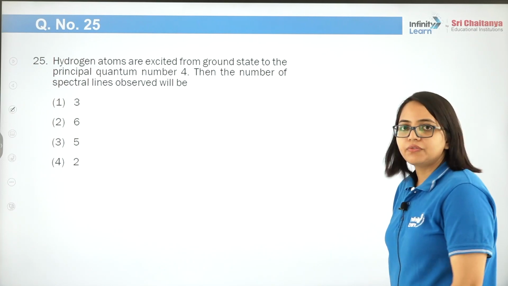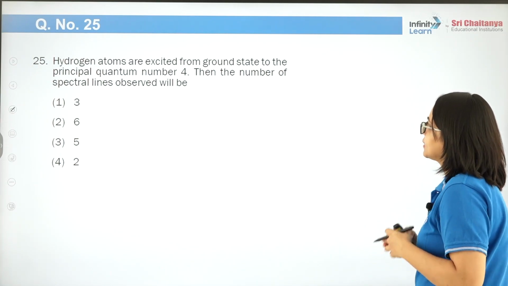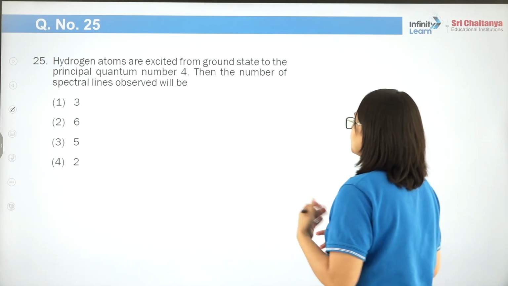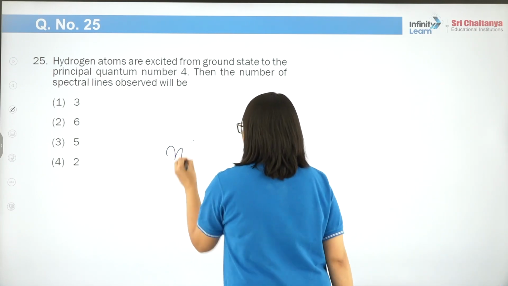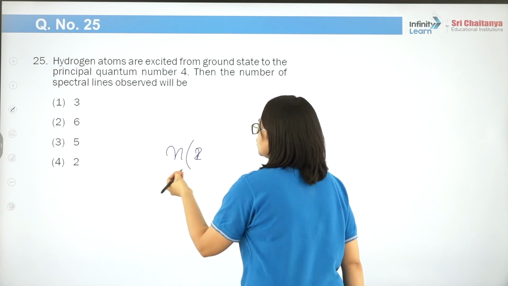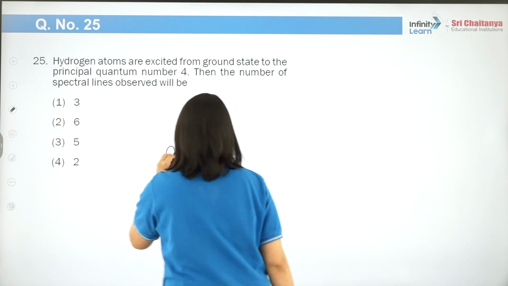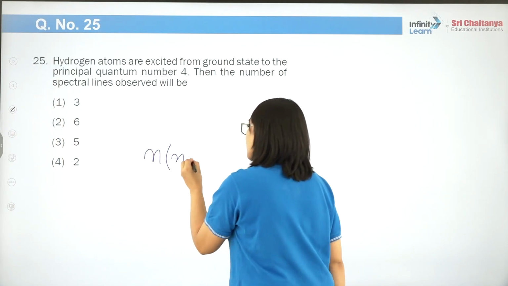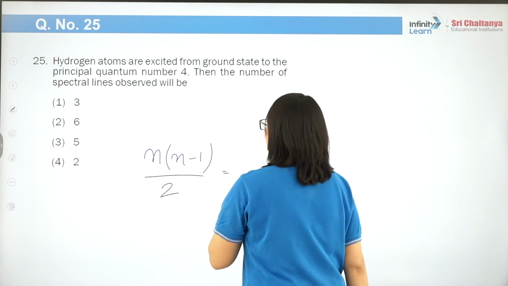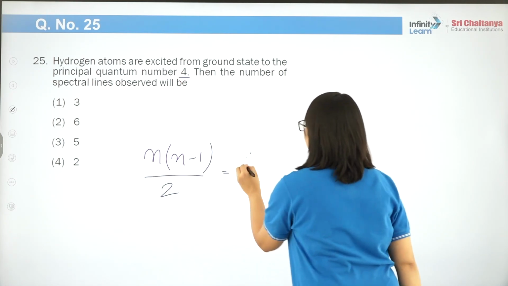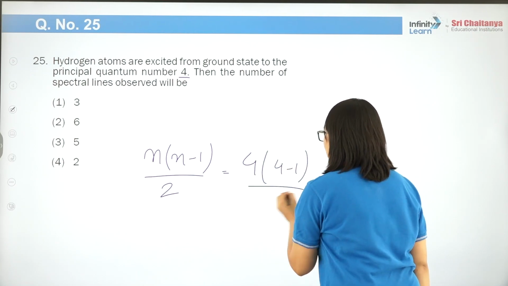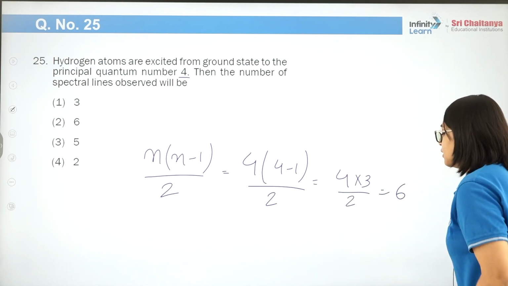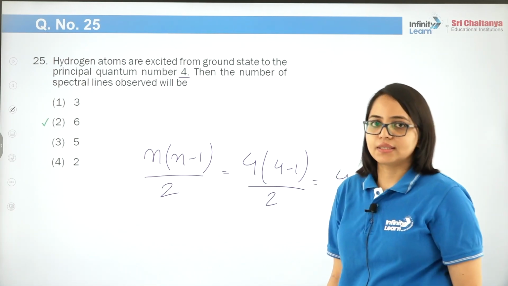Next is question number 25. We have a hydrogen atom and it is excited from the ground state to the principal quantum number 4. Then the number of spectral lines observed will be. So the number of spectral lines observed is n into n minus 1 by 2. So n is 4. So this is 4 into 4 minus 1 divided by 2, that is 4 into 3 by 2, which is equal to 6. So the number of spectral lines over here is 6.